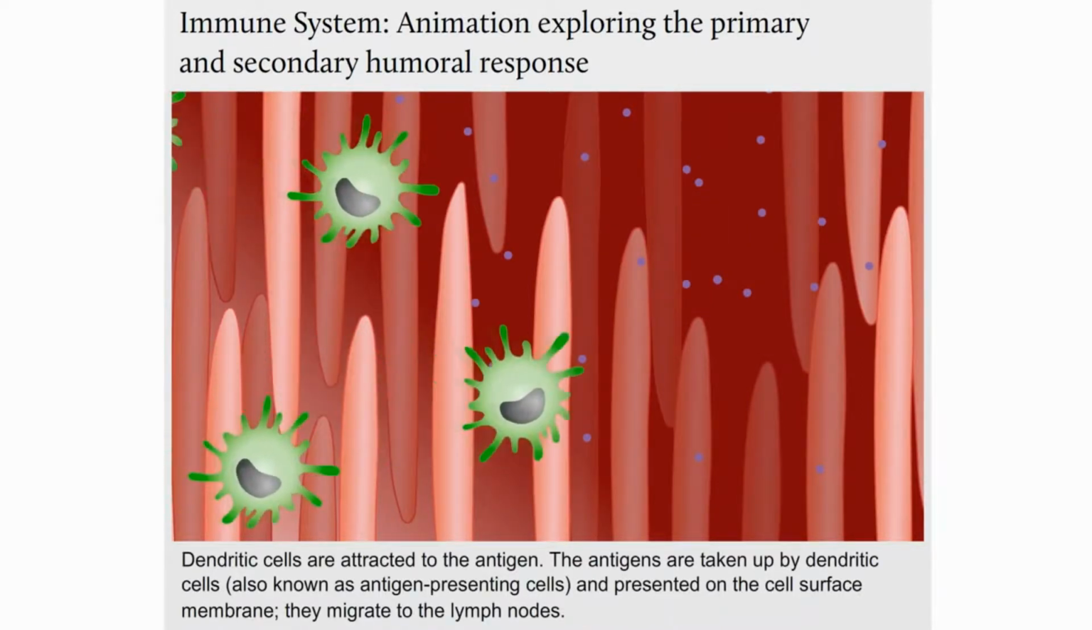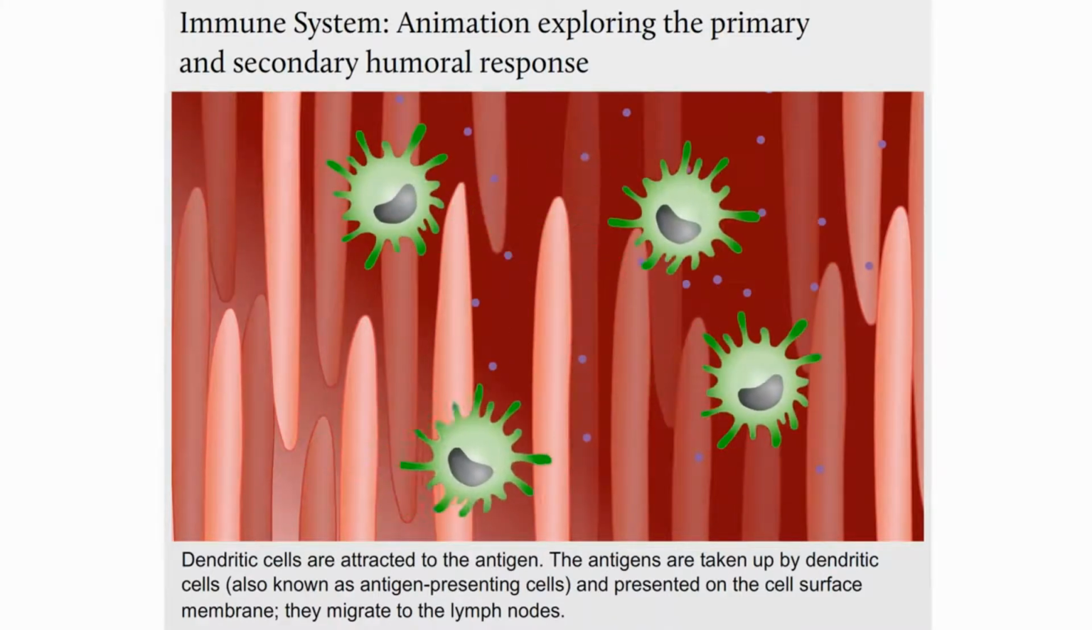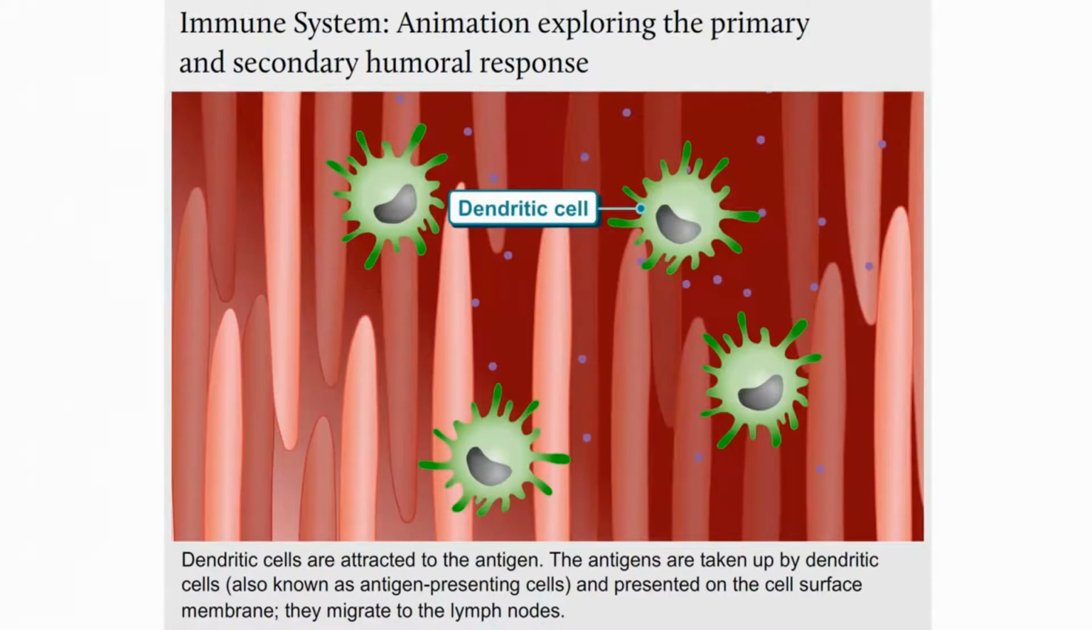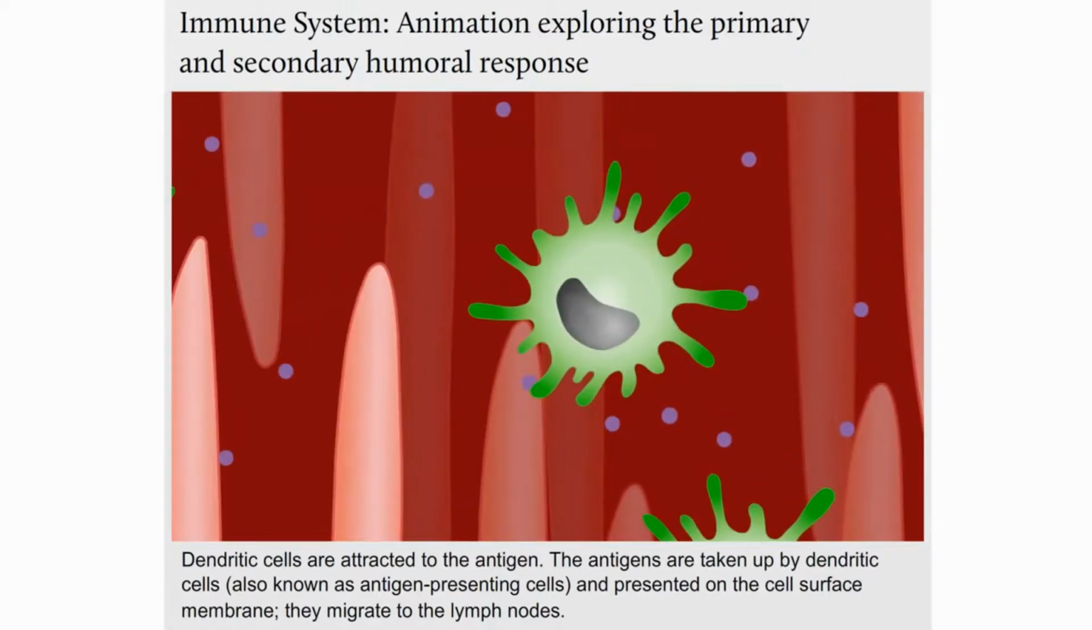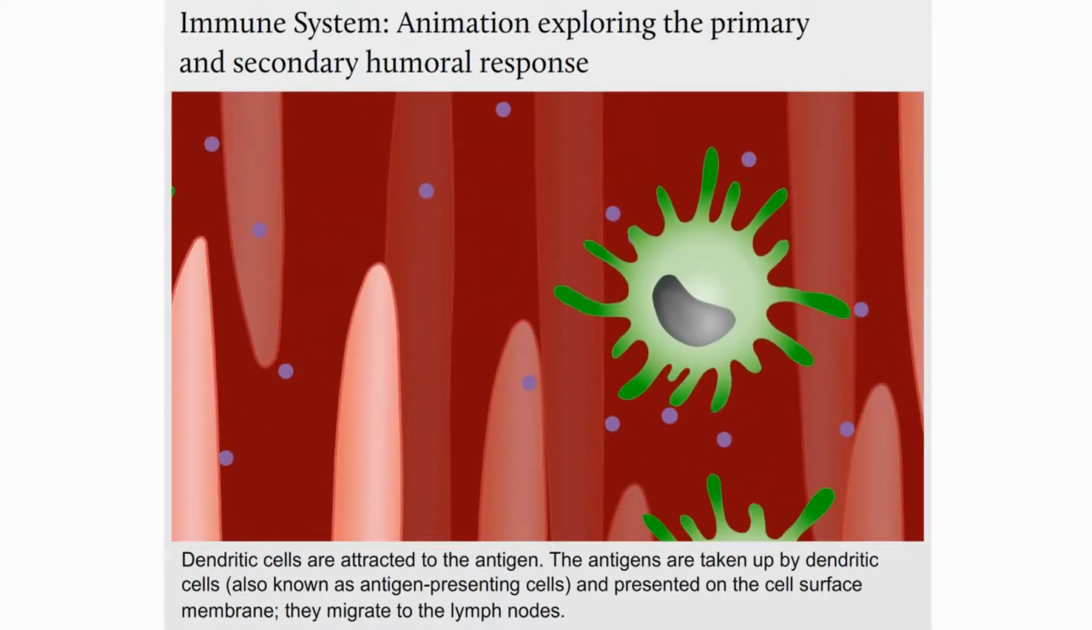Dendritic cells are attracted to the antigen. The antigens are taken up by the dendritic cells, also known as antigen-presenting cells, and presented on the cell surface membrane. They migrate to the lymph nodes.